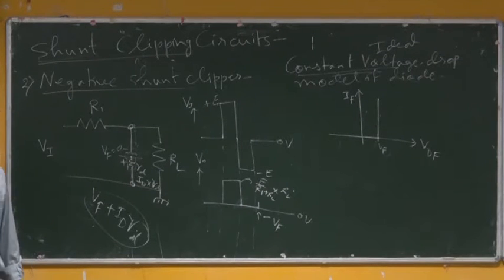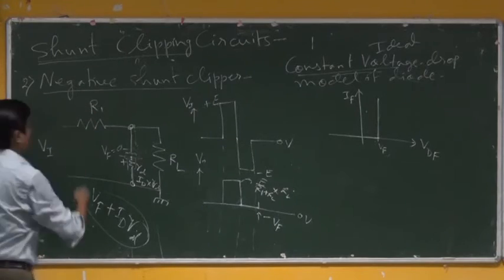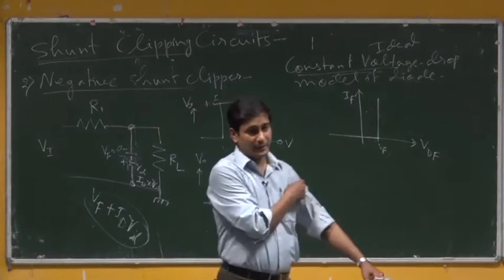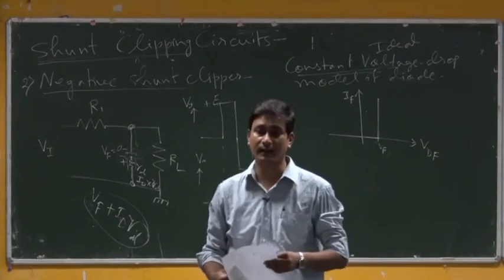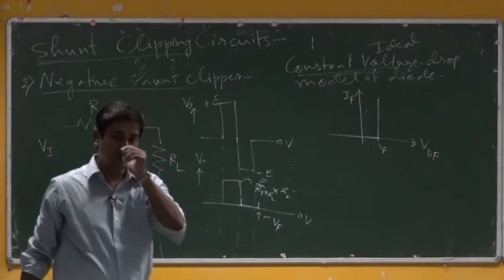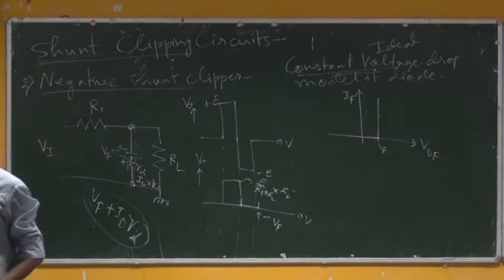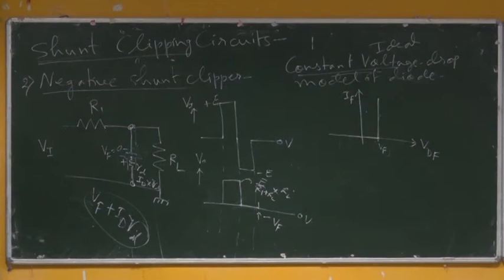Okay. So this way we discussed positive and negative clippers. Then, as in the earlier discussion on series clippers, let's go for removing the noise part by using shunt clippers or noise clippers.